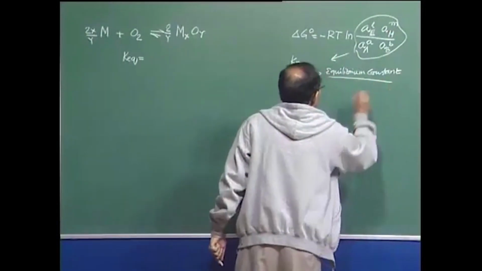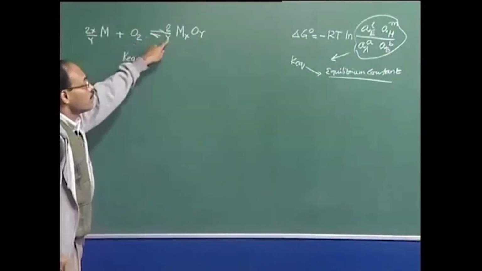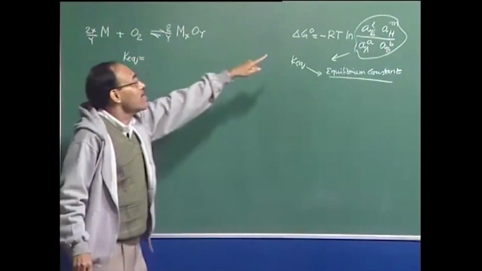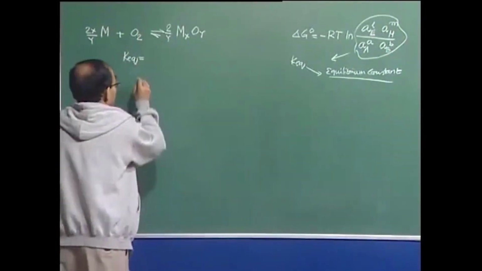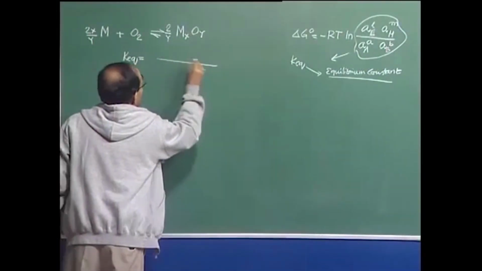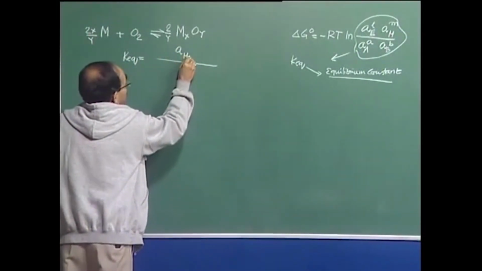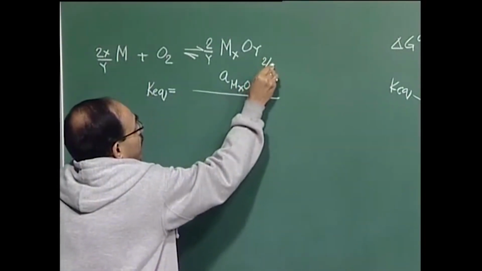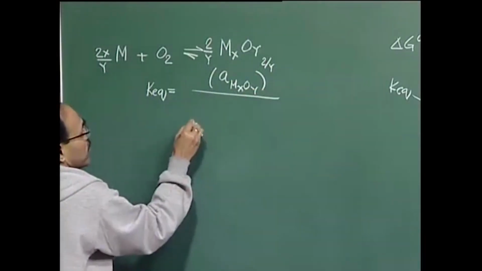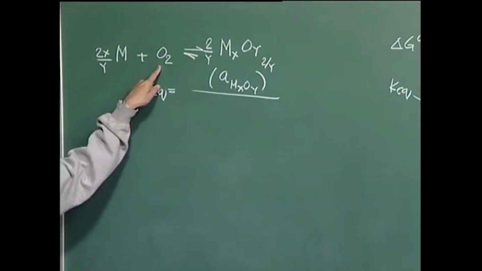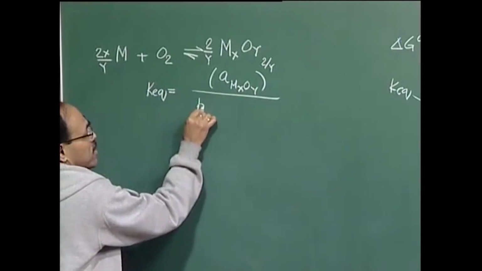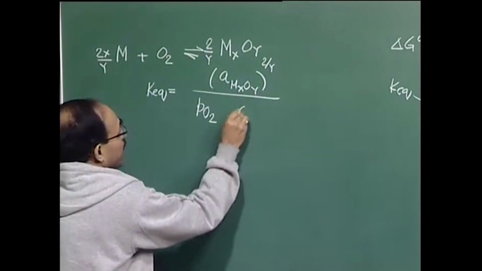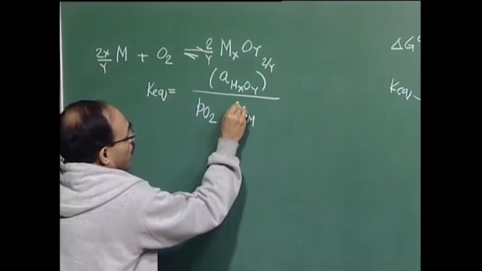And if I look at this reaction operating close to equilibrium, I should similarly write down the equilibrium coefficient, and that's going to be activity of metal oxide raised to the power 2 by y, and then activity of oxygen. And if you assume ideal behavior, then this is equal to partial pressure of oxygen in the system, and then we have activity of metal raised to the power 2x by y.